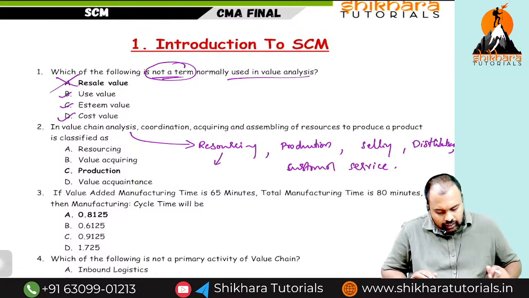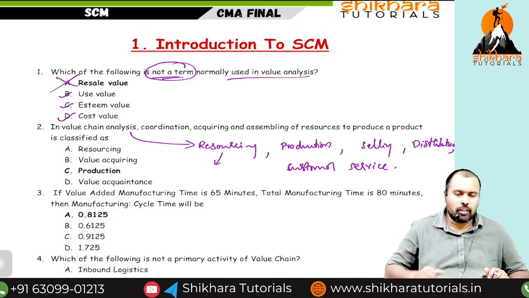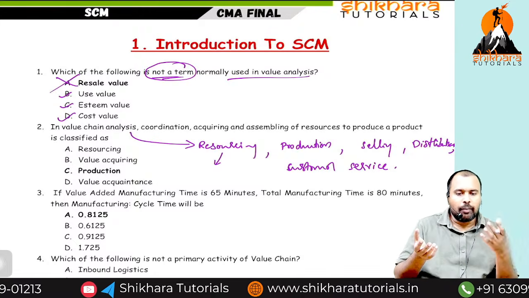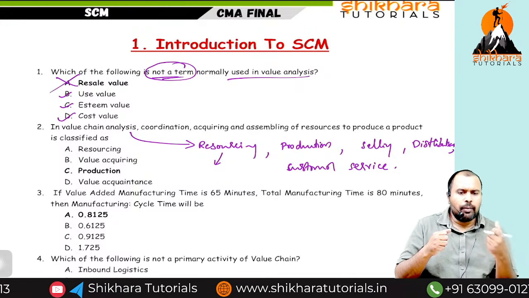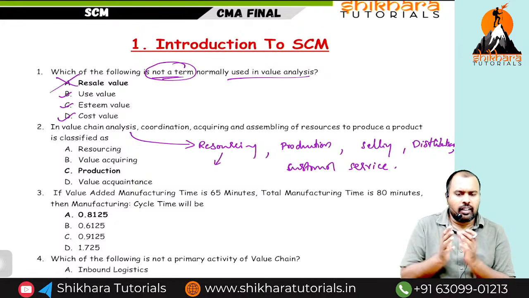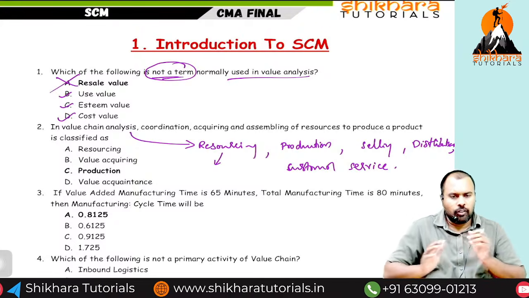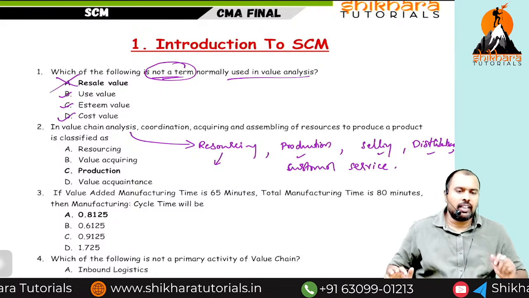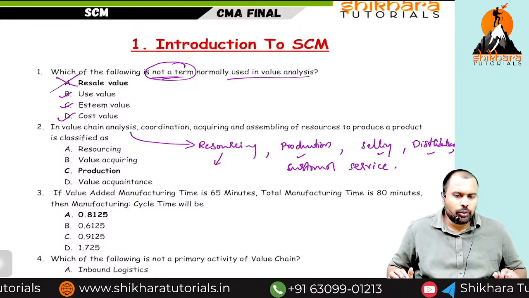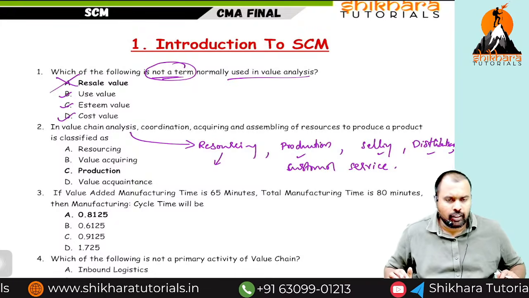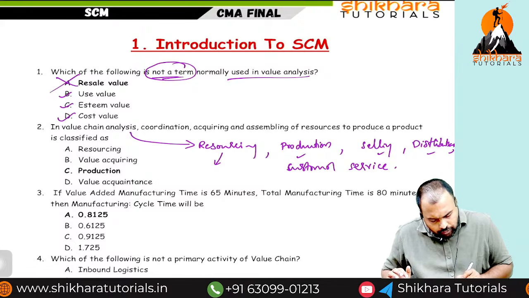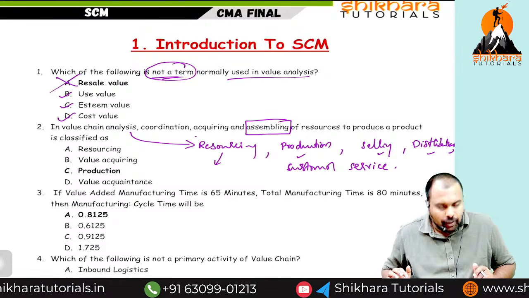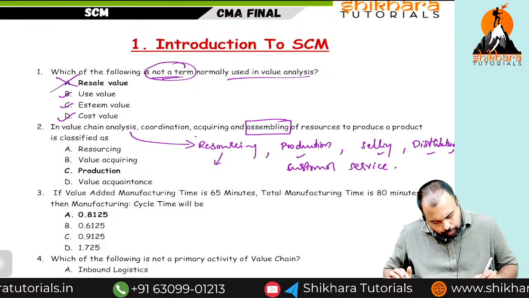Resourcing is in the sense arranging all the assets, arranging all the things required for manufacturing. It might be assets or raw materials, labor or equipment, everything. Getting and arranging to do manufacturing is called resourcing. Then manufacture it, then sell it, distribute it, and if any service is required after sales, do the service. So that has to be the value chain analysis. Now what they are saying is coordination, acquiring and assembling. Whenever they talk about assembling, that's nothing but a part of manufacturing. So it has to be production, sir.